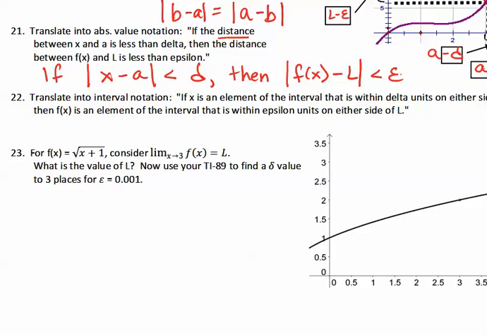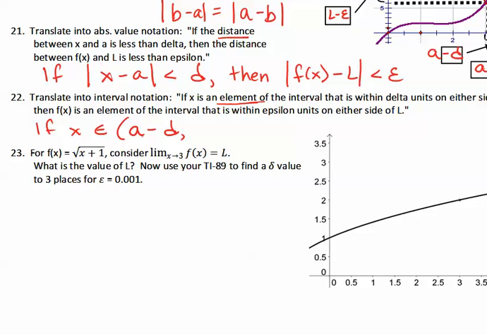And in 22, the alternate form is to use our interval notation. An element of is that curly E shape. If we choose x so that it is an element of the interval from x minus delta, let's use a as our specific value of x.